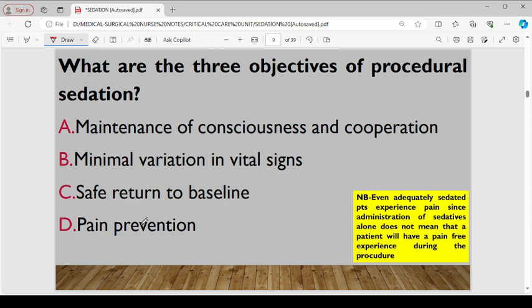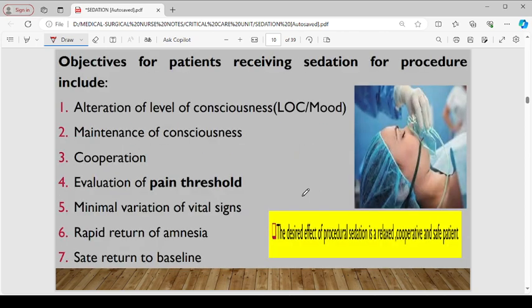Okay, guys. I'm happy that you have picked option D, and I'll be able to explain why this is the odd one. So the correct answers should have been A, B, and C. Remember, even sedated patients do experience pain, since administration of sedatives alone does not mean that the patient will have a pain-free experience during the procedure. So D is odd, and it's wrong in that case.